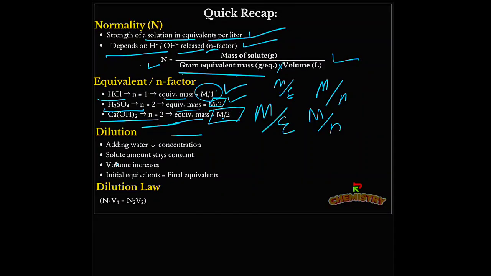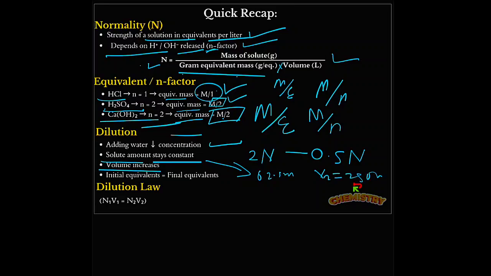In dilution, adding water reduces concentration. In our previous example, we saw that initially we had 2 normal and finally 0.5 normal. Similarly, the solute amount stays constant and does not change after dilution. Volume always increases in dilution: initially we had 62.5 ml and finally 250 ml overall volume. So volume increases on dilution, and the initial equivalent always equals the final equivalent.